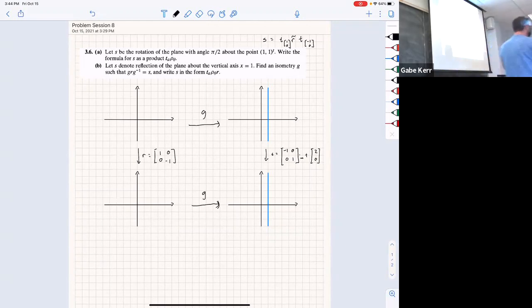So what I want to do is find a transformation that takes my x-axis and moves it over to the blue line. That's what I'm looking for. If I find that, I'll be happy. That will work. That's my hypothesis, based on paper.